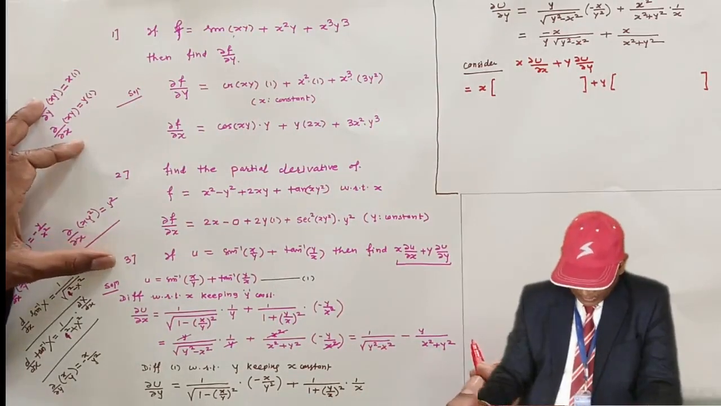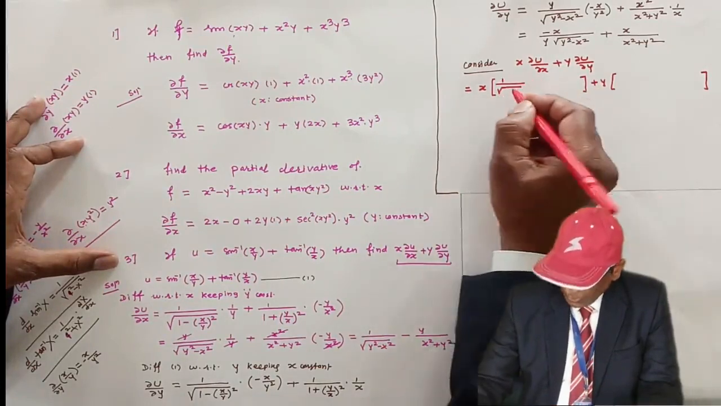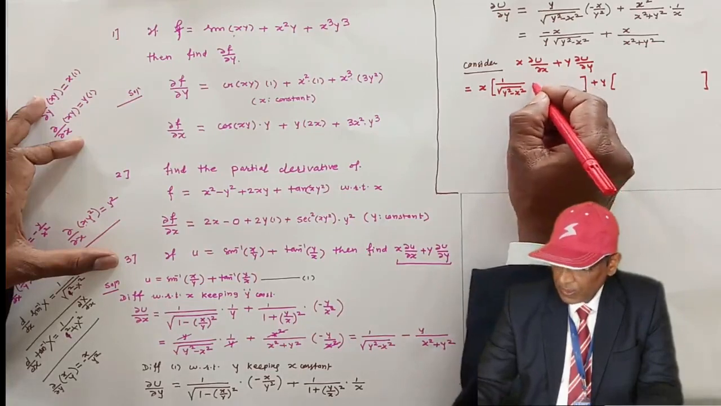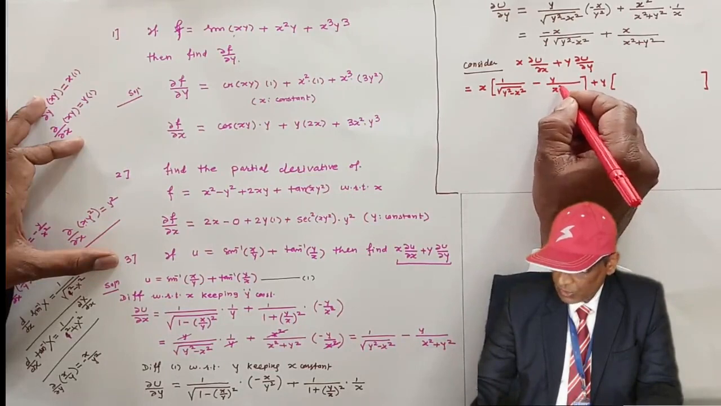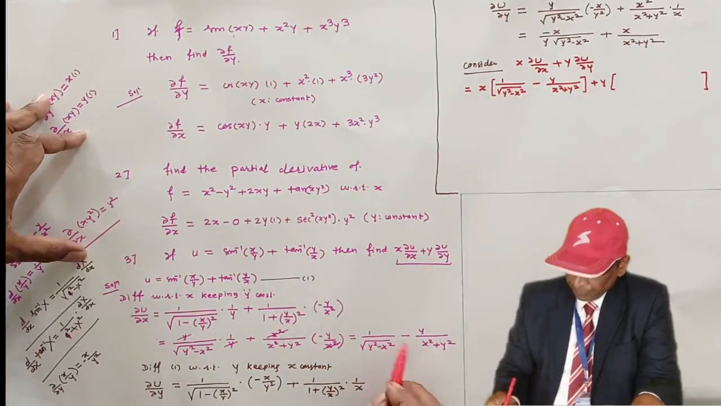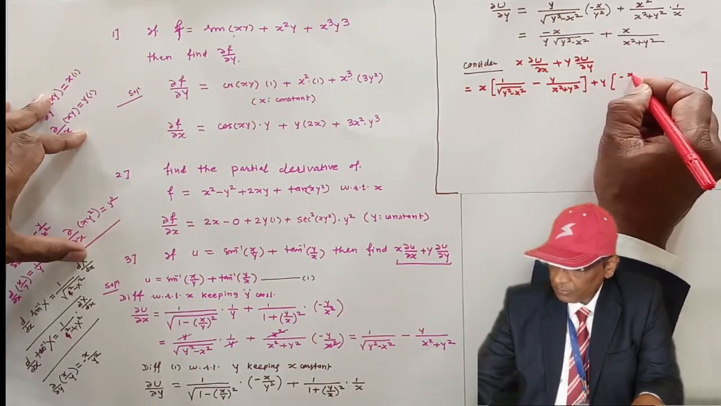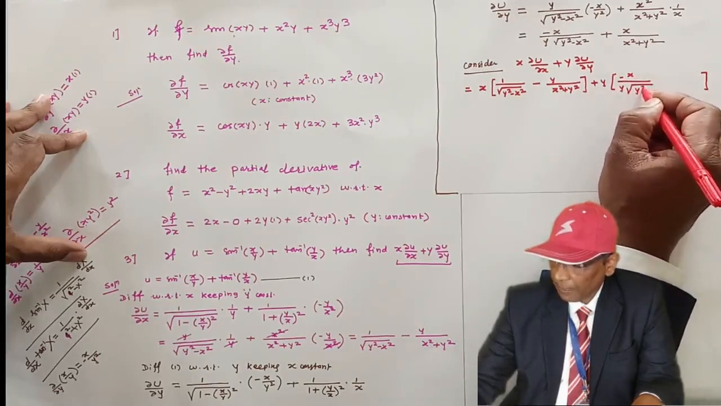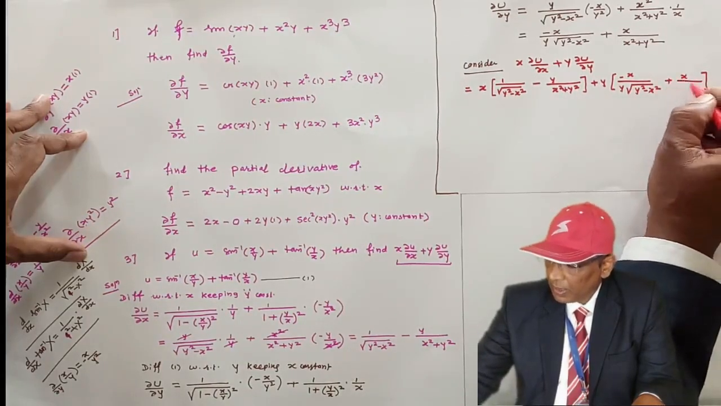What is the value of del u by del x? Del u by del x is 1 by under root y square minus x square minus y by x square plus y square. Okay, this is the value of del u by del x which we have found here. Now this is the value of del u by del y which I am going to put now. X by y under root y square minus x square plus x by x square plus y square.